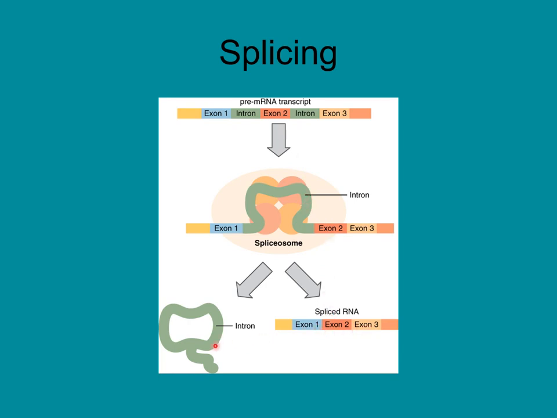What happens to that intron? It's going to be broken down. You can reuse all those bases, etc. And then this spliced RNA is now what is the mature mRNA, and it can now leave the nucleus.